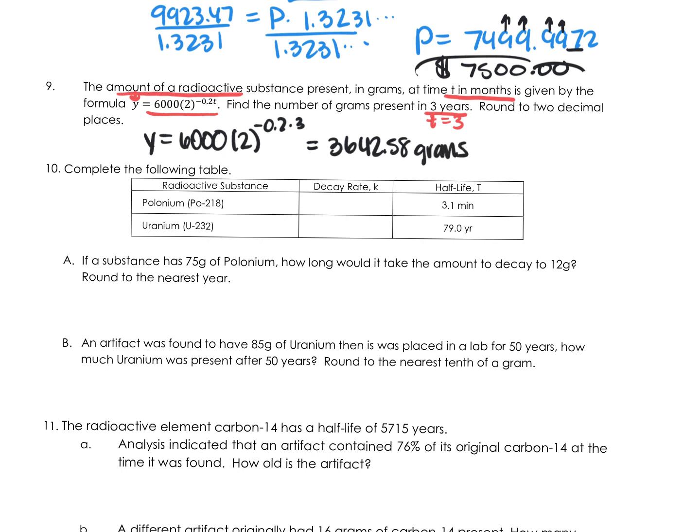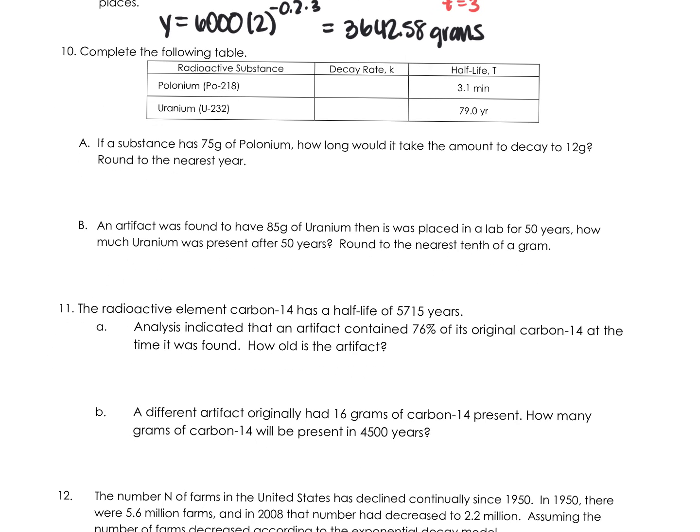And that's it. All right, so for this next question, this is a half-life problem. It's asking us for the decay rate K for these substances given their half-life. So if I know the half-life, this is when I get to use the half-life formula to find K. And remember, it's ln of 0.5 divided by t, where t is the half-life. So for this problem here, K would be ln of 0.5 divided by 3.1, because that's the half-life.